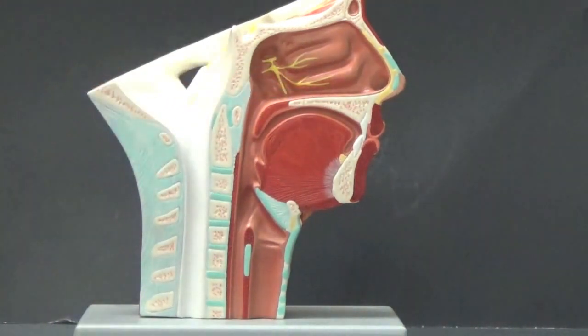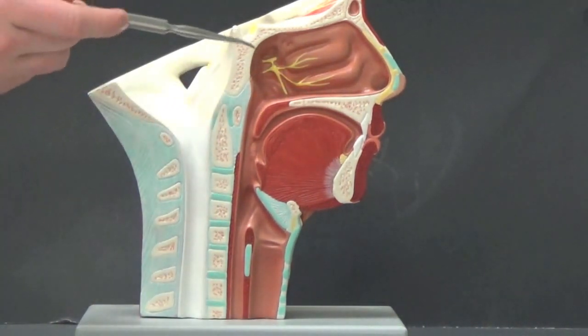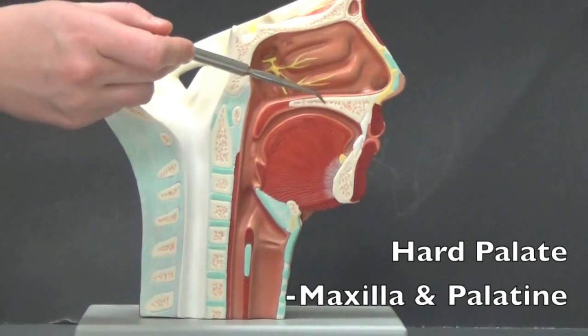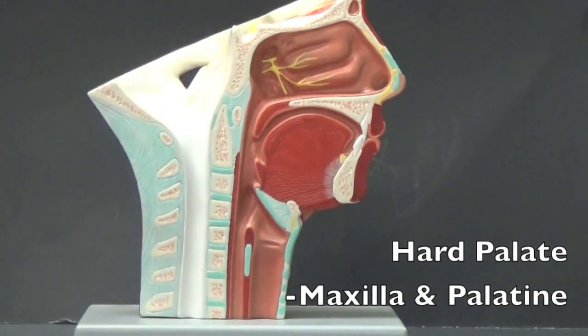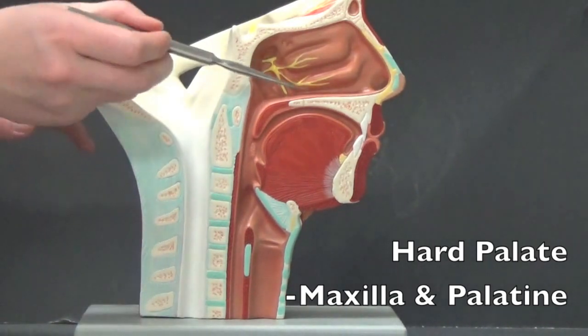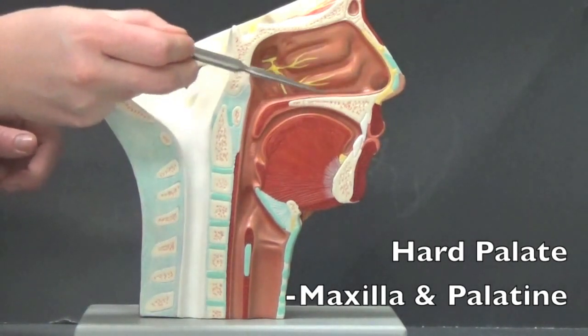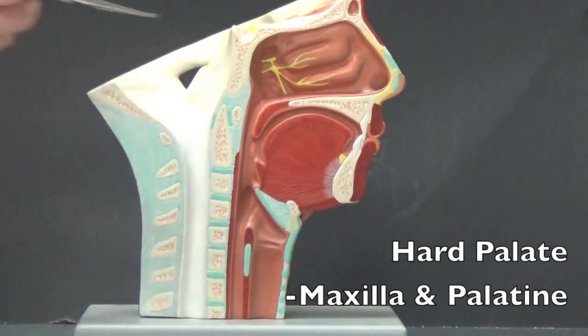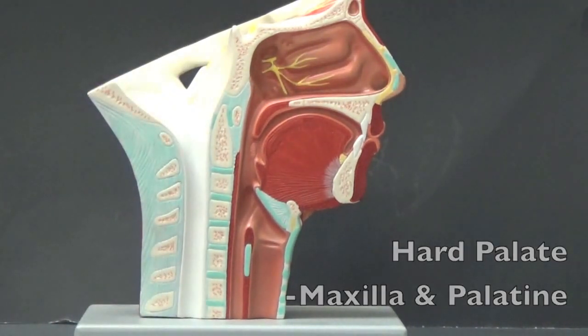If you push your tongue up to the top of your mouth, you're going to feel a hard surface. That's called the hard palate, shown here. The hard palate is made up of 2 separate bones. The more anterior portion here is going to be the maxilla bone, and the more posterior portion, shown here, is going to be the palatine bone.